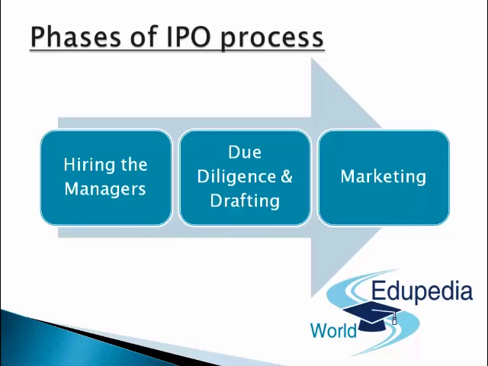It starts with the hiring of the manager. That is actually called the beauty pageant, the beauty contest, where the best one is selected on the basis of the best valuation that one offers. The same goes again for the due diligence and drafting part, and lastly, the marketing part is being done. So that is how the phases of the IPO process go on.